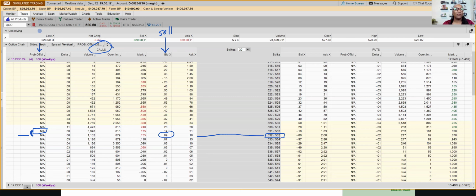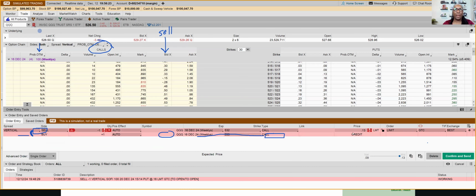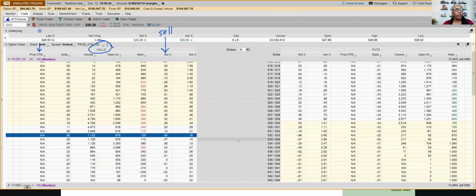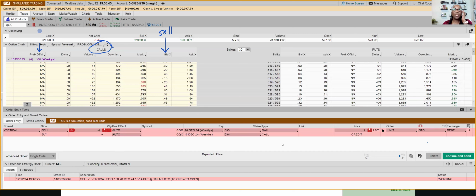Okay. Notice 532, 533. When I click on this for Monday, it's paying $13. Erasing some of this stuff so we can see. Now, this was the 532, 533 paying $13. But 533, 534, we click on it, it's paying $11. So both of them pay decent. You just have to say which one you are more comfortable with.